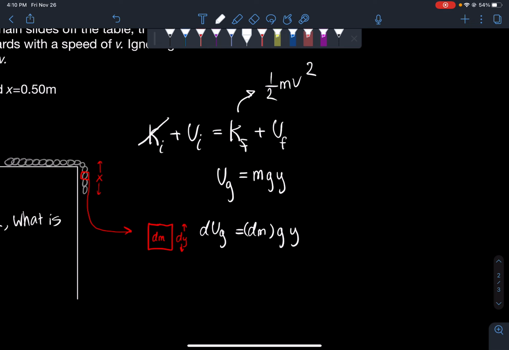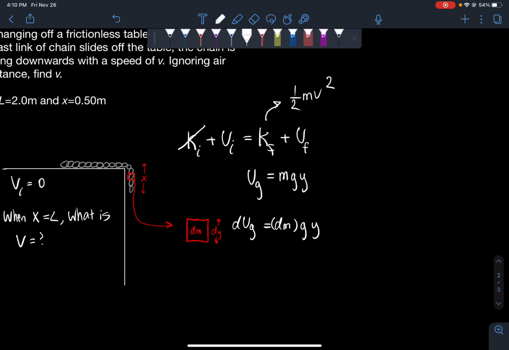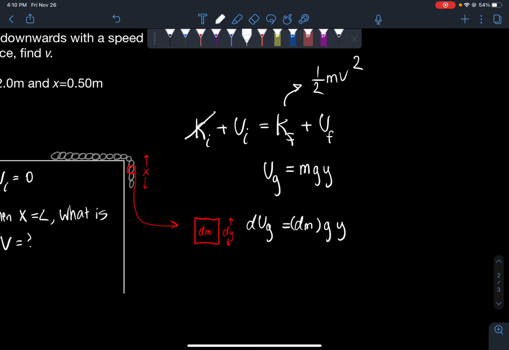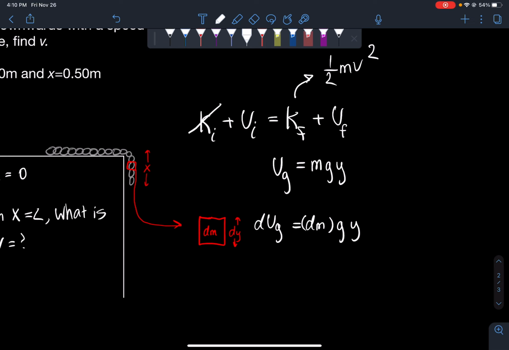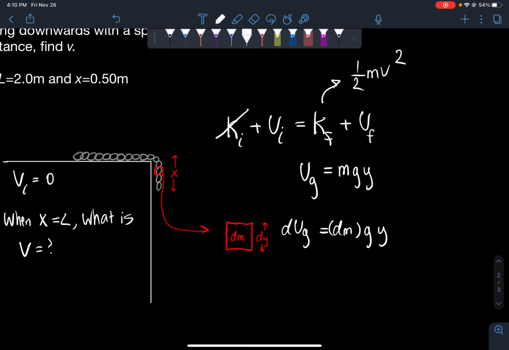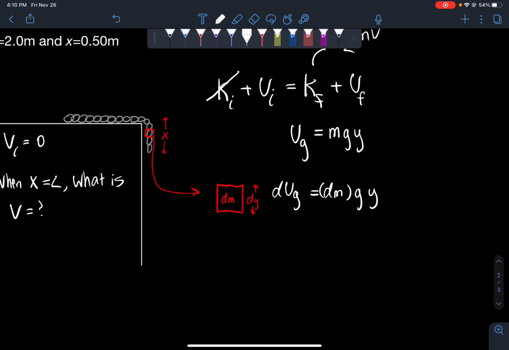Okay, so as you can see, hopefully we're going to have to integrate. The only problem is the variable that's changing is y, right? So at a different instant, the y will be a different length. So we need a way to relate dm and dy.